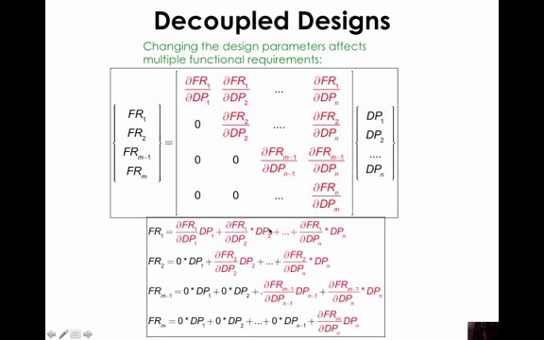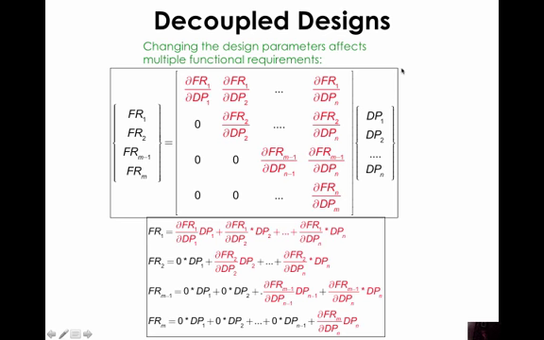Design parameter 2, if I change that, in this case, it's going to impact functional requirement 1. And if I change design parameter n, it's going to impact functional requirement 1 as well. So this isn't the ideal situation. It's called a decoupled design.